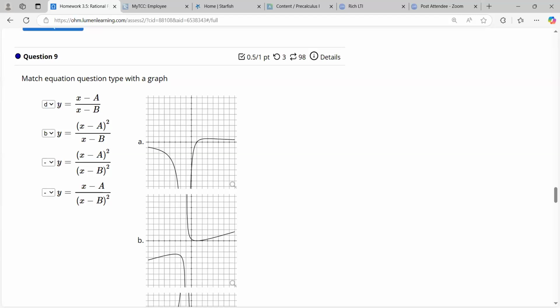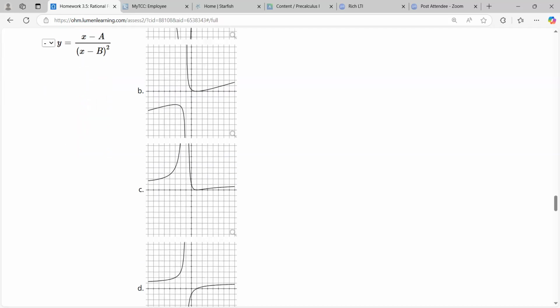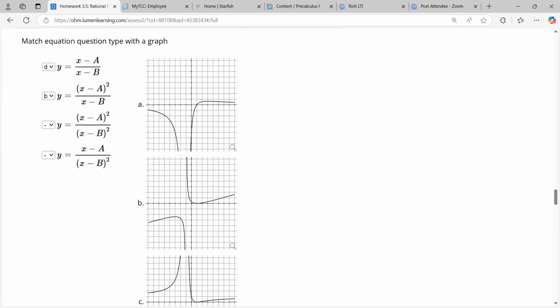The next function has a vertical asymptote because x equals b. The numerator is degree 2, and the denominator is degree 2. Anyone can tell me what's the horizontal asymptote? It's 1. Yeah, y equals 1. So earlier we saw a graph with asymptote y equals 1, right? Like this one. It looks more complicated because the numerator and denominator both have degree 2. So I would say this is C.